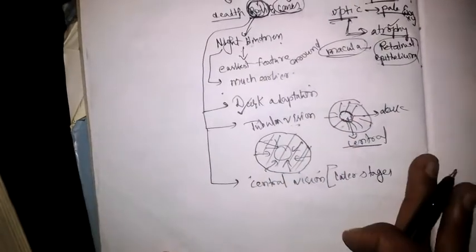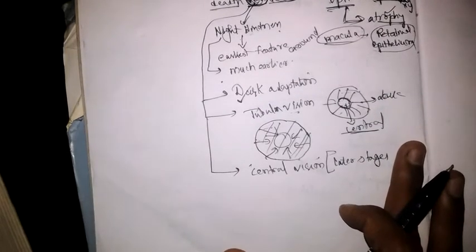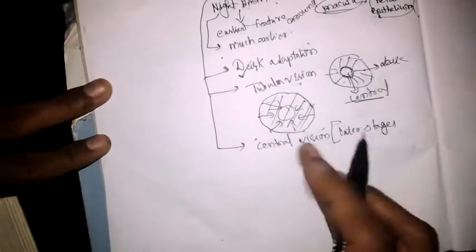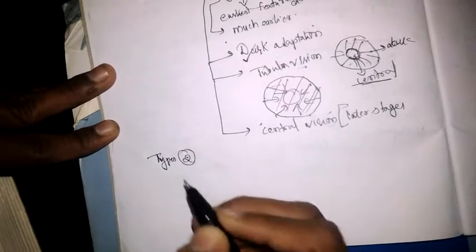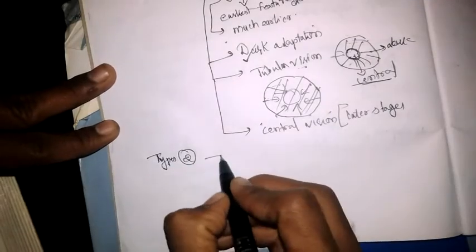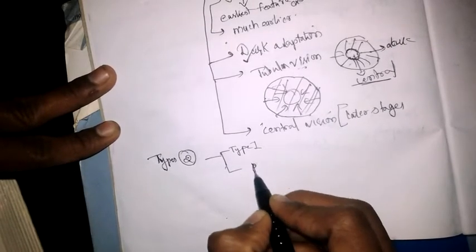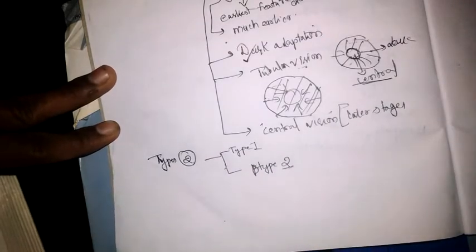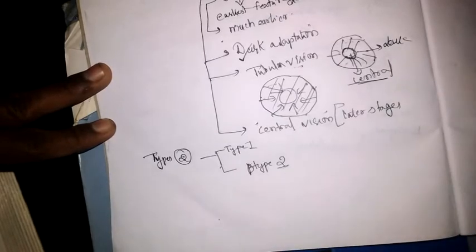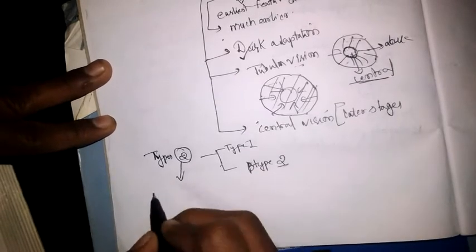Now let's see the types of retinitis pigmentosa. There are mainly two types: one is type 1, the second one is type 2. The first thing we have to understand here is on what basis these two have been classified. These two have been classified based on involvement of rods and cones.